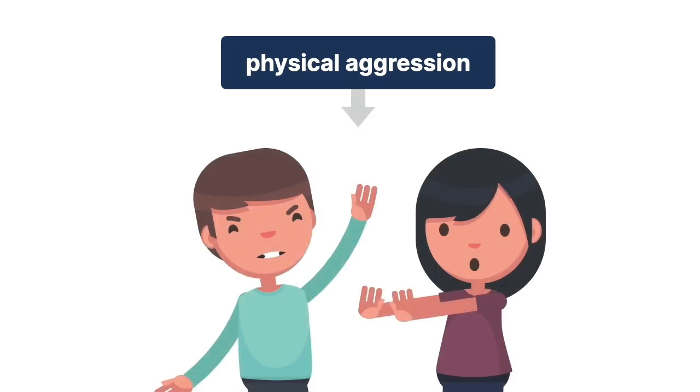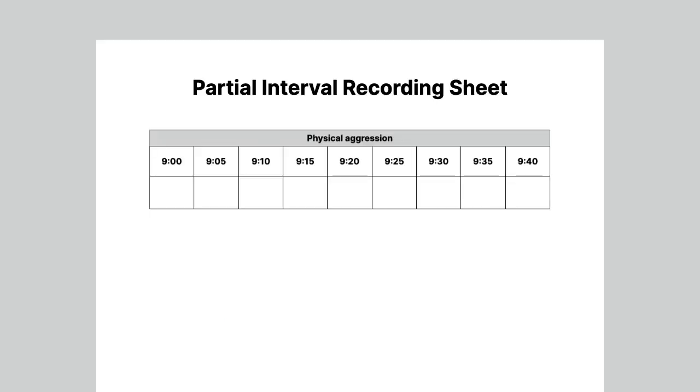So for example, let's say the behavior we are targeting for data collection is physical aggression, and we've defined physical aggression as hitting peers or educators with an open hand, closed fist, or by kicking. We begin by structuring our partial interval recording sheet based on the length of our observation period as well as the length of our intervals. For example, if your team decides to use 5-minute time intervals and the observation period is 45 minutes, we want to ensure there are at least 9 boxes on our data recording sheet, so you have sufficient space to document the occurrence or non-occurrence of the target behavior during each specified interval.